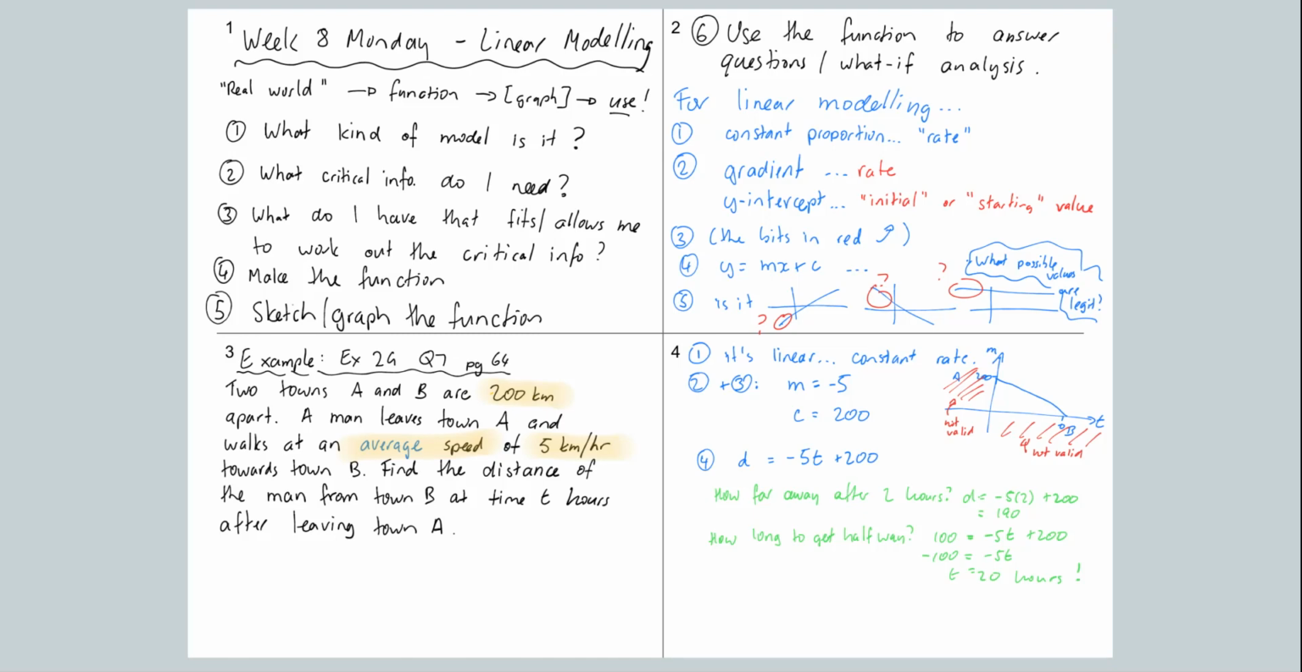But you can also do things like, what if he jogged at 10 kilometers per hour? Is that more of a run? I don't know. So then you could say, let's just say it's the same thing. How long to get halfway if he jogged? Well, that'd be 100 is equal to -10 times t plus 200. -100 equals -10t. And this is amazing. t is now equal to 10 hours, half the time if he goes twice as fast.